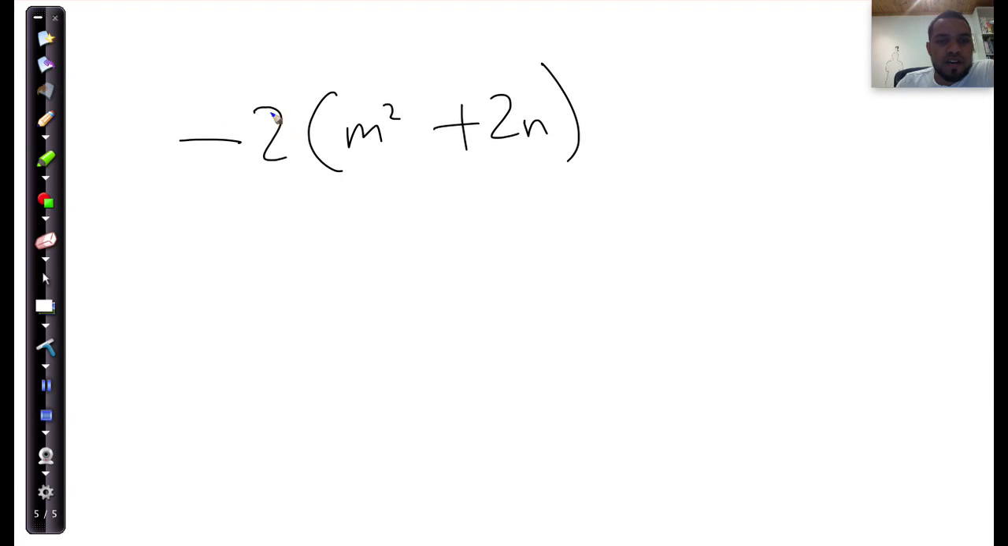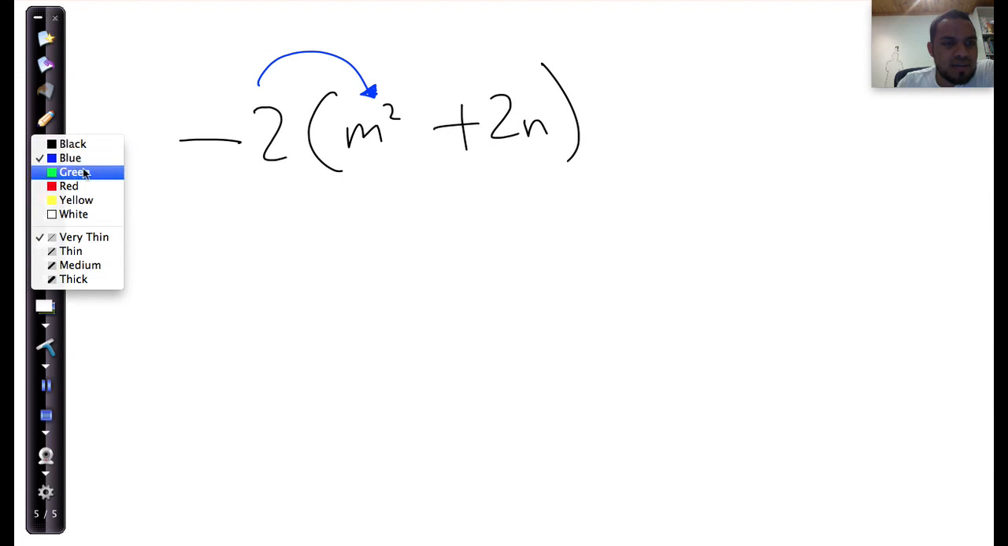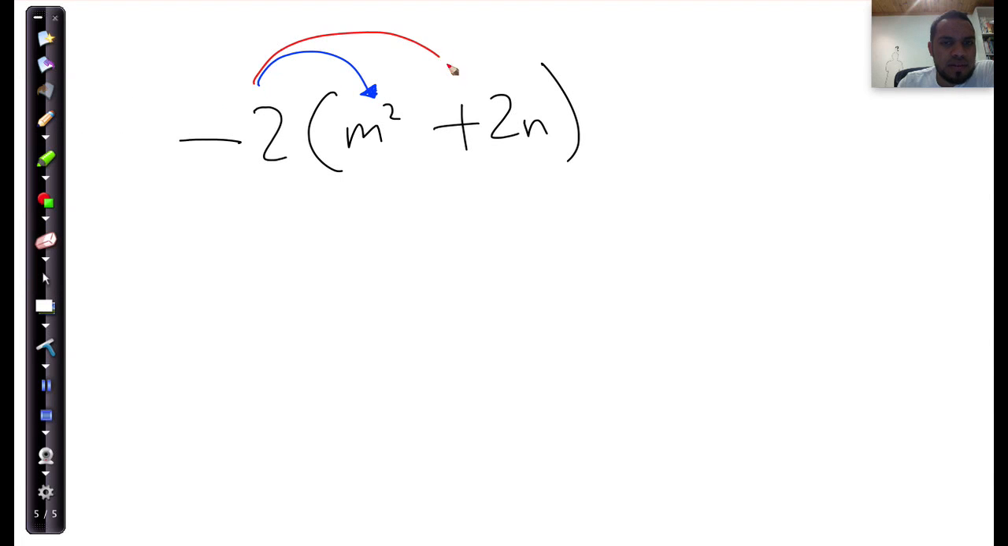Okay, so if you've tried it, all you're going to do is take this first term and multiply it with this thing over here. And then you take the second term and multiply it with that thing over there. So I'm going to do the blue part in blue, and that's just negative 2 multiplied by m squared, which is negative 2m squared. For the second part, we simply say negative multiplied by a positive is negative. And then 2 multiplied by 2 is 4. And there's nothing else, so it's just negative 4n.